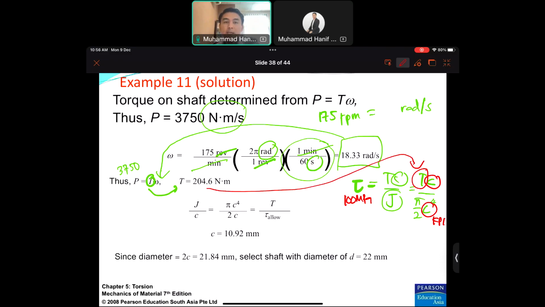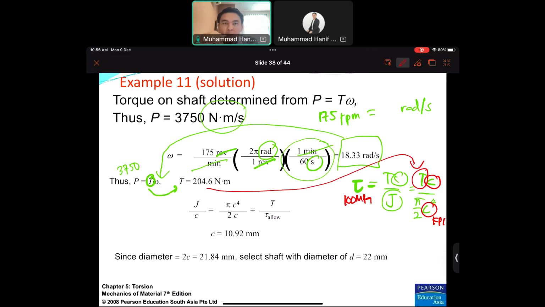But in engineering cases, if you want to design something, you cannot choose the minimum diameter. The minimum one is 21. The maximum one, the optimum one, is 22. So as an engineer, you cannot choose the minimum one. You have to choose the nearest maximum one, which is 22 millimeter.